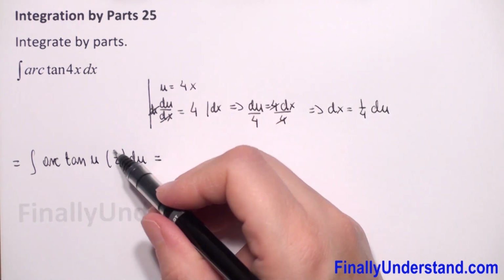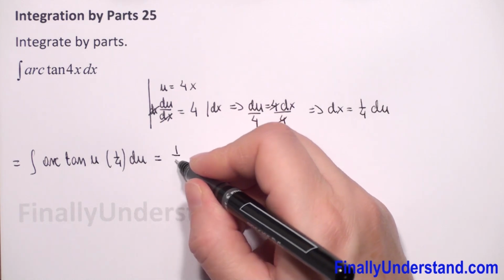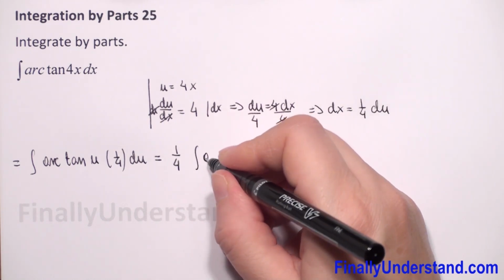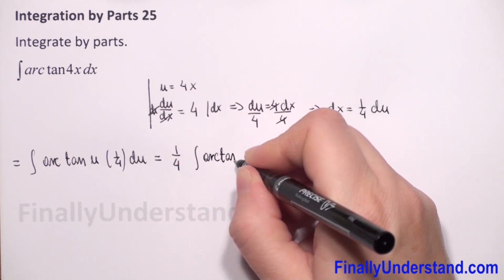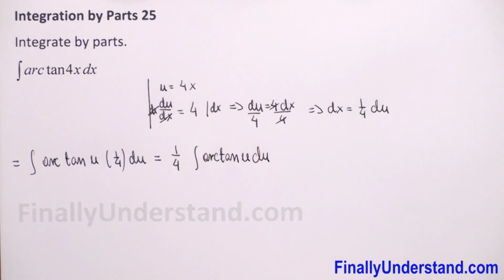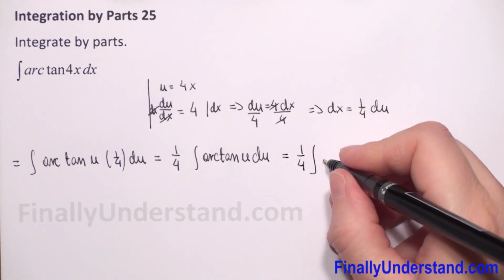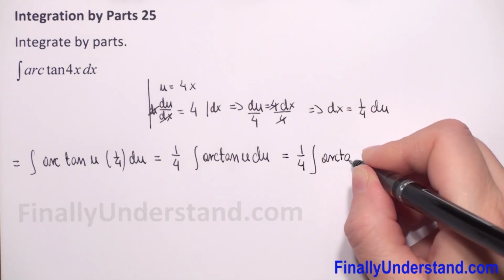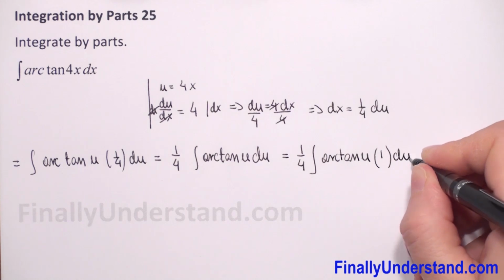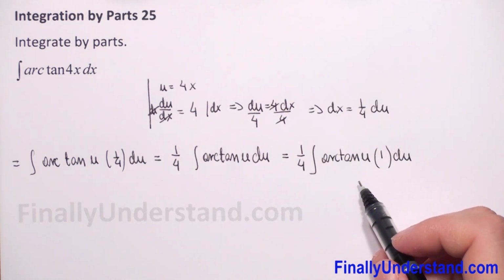This is equal. We have a constant, so we can take this constant before our integral symbol, and we will have the integral of arctangent of u with respect to u. Now we can rewrite this as arctangent of u times 1 du, because we need to have a product to use the formula for integration by parts.